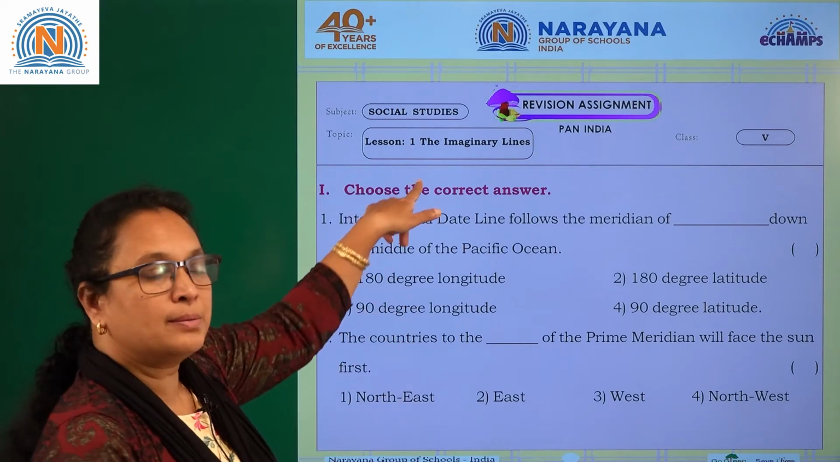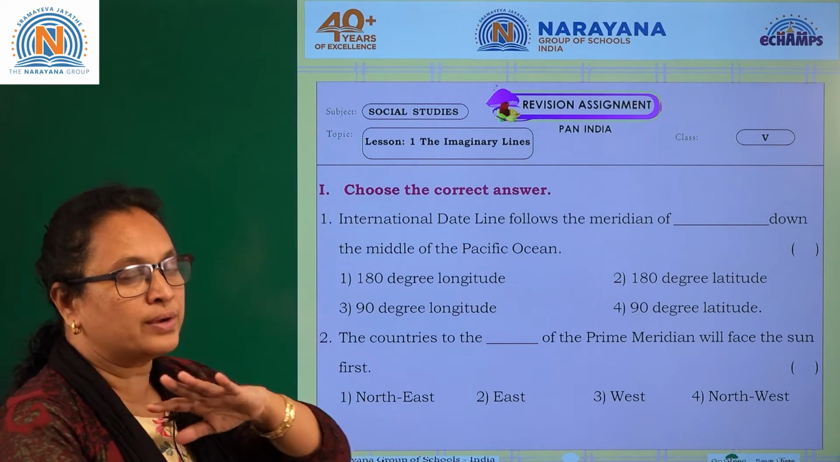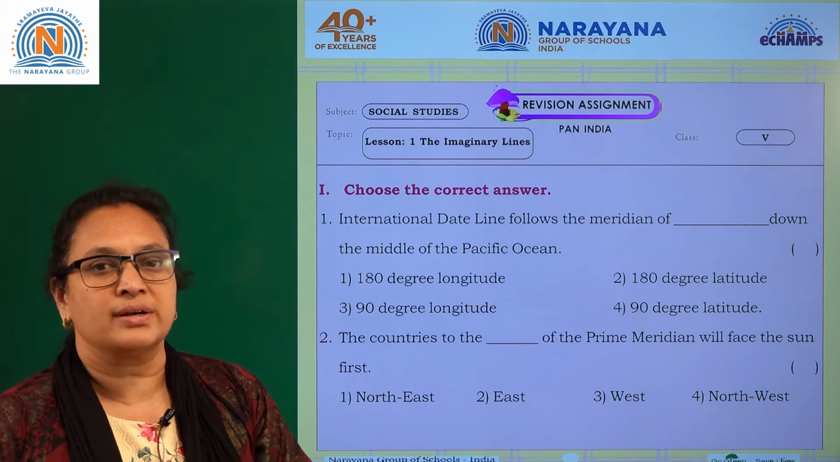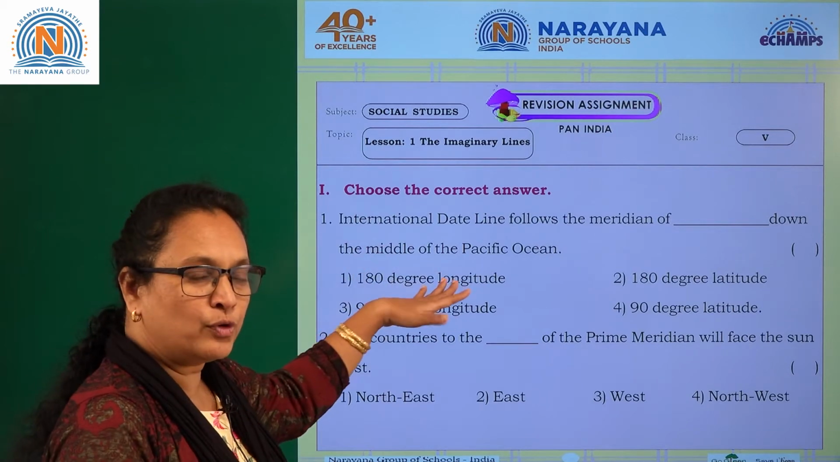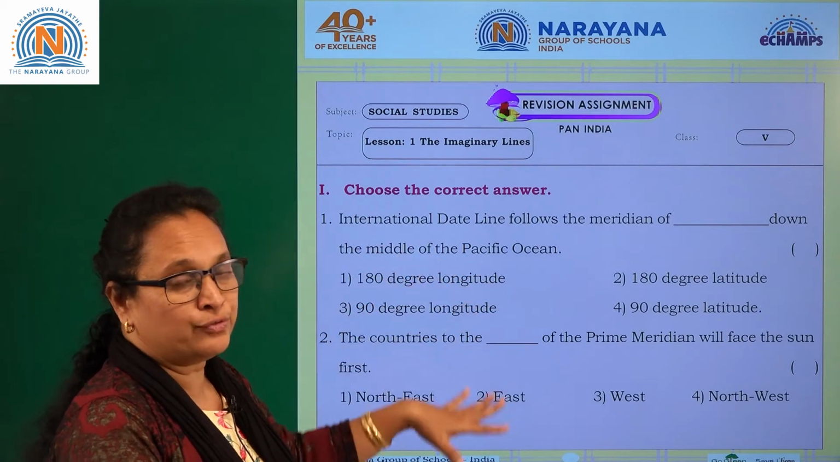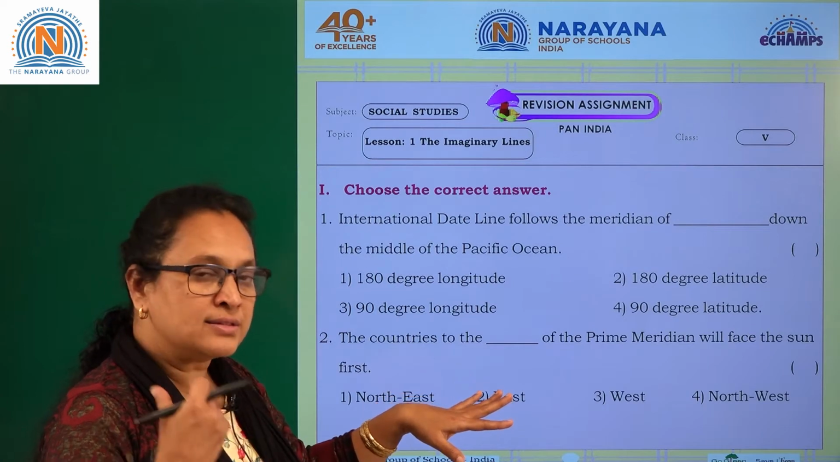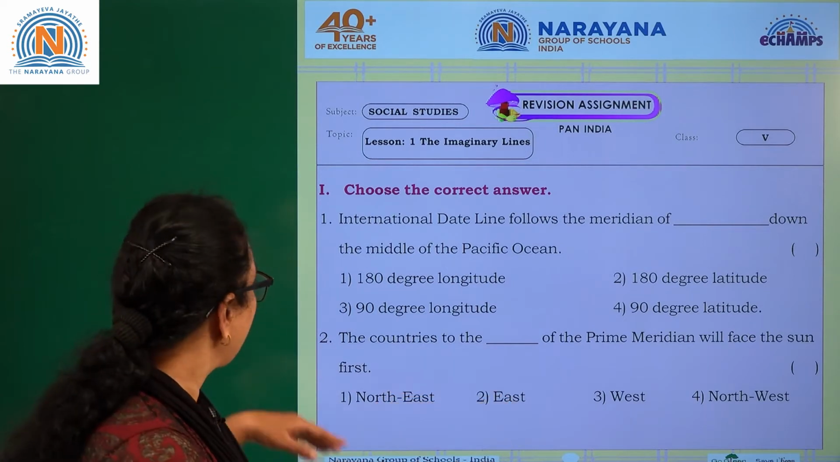This is lesson 1, the imaginary lines. So the whole lesson we have converted into choose the correct answer. It's multiple choice questions, or MCQs, you can call it. So I'm going to read it, and when I read for you, make sure that you are answering before me from your end.